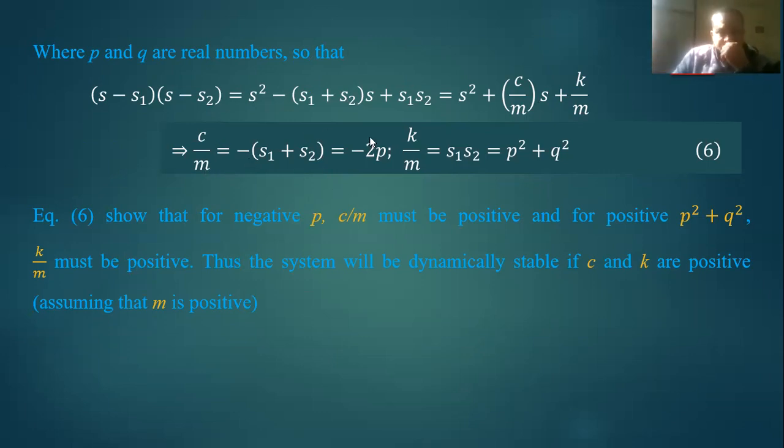C over M is equal to minus of S1 plus S2, which is equal to minus 2P with the previous relation. K over M, this relation is S1 S2, which gives P square plus Q square. So this equation number 6 shows that for a negative P, C over M must be positive, and for positive P square plus Q square, the K over M must be positive. Therefore, the system will be dynamically stable if C and K are positive, assuming that M is always positive.